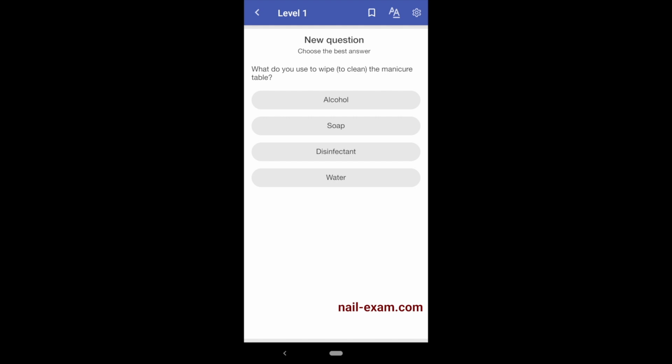What do you use to wipe, to clean, the manicure table? Answers: A. Alcohol. B. Soap. C. Disinfectant. D. Water. The answer is C.